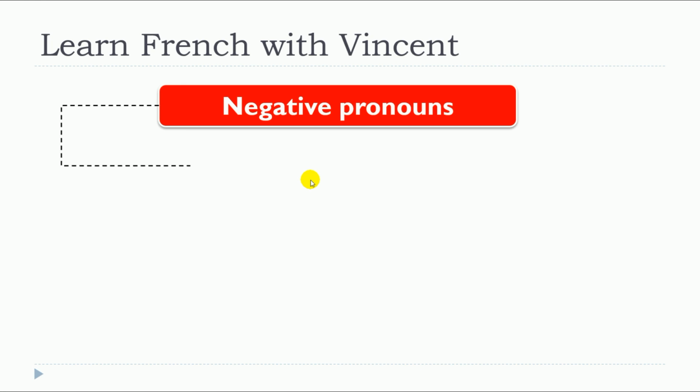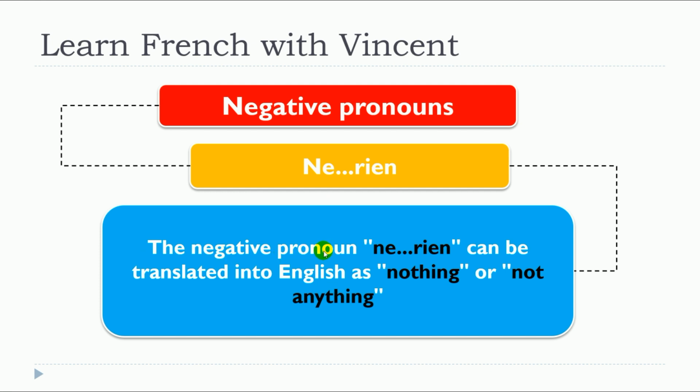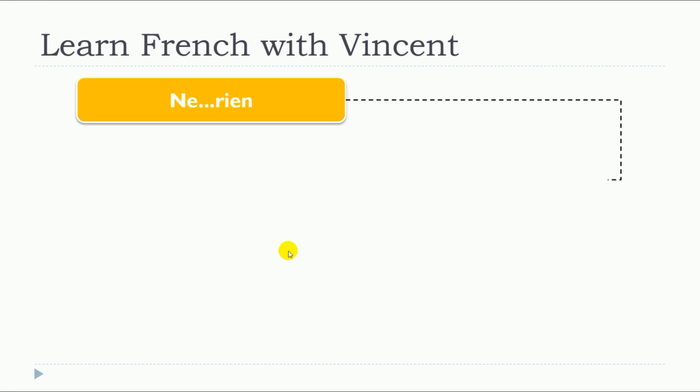So this lesson is about ne, rien. And the negative pronoun ne, rien can be translated into English as nothing or not anything. So we will see some examples with ne, rien.